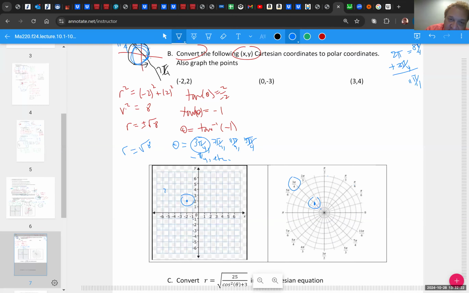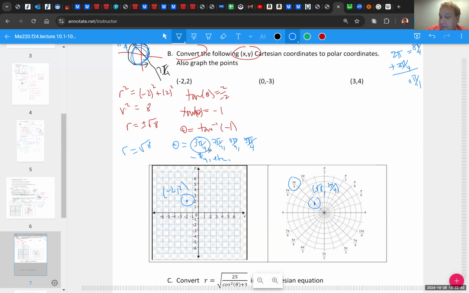So this is the -2, 2, the version in the Cartesian world. And this right here would be the r value, which is square root of 8, and the theta value is 3 pi over 4.